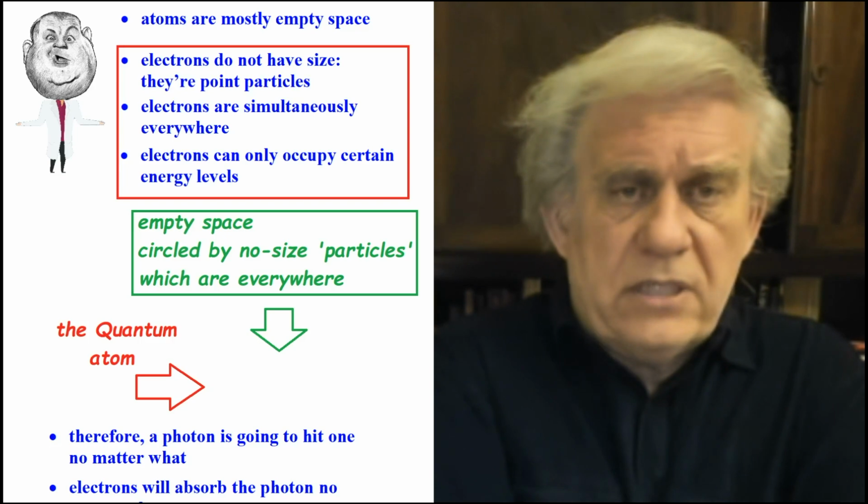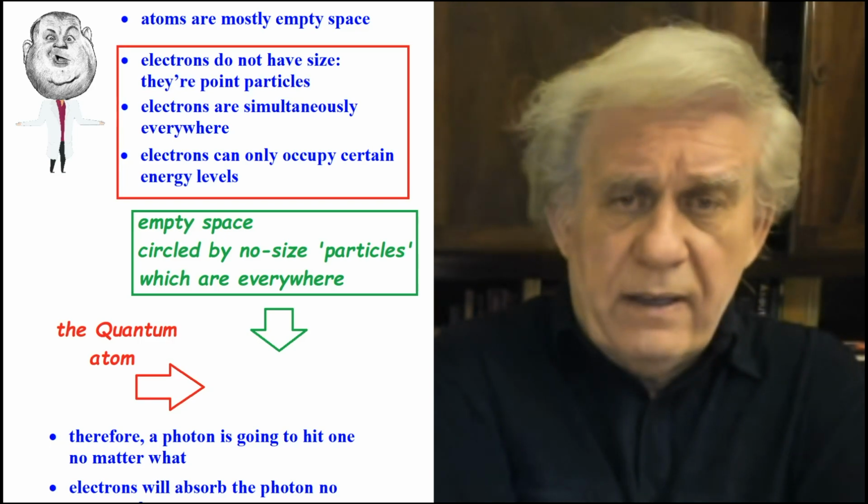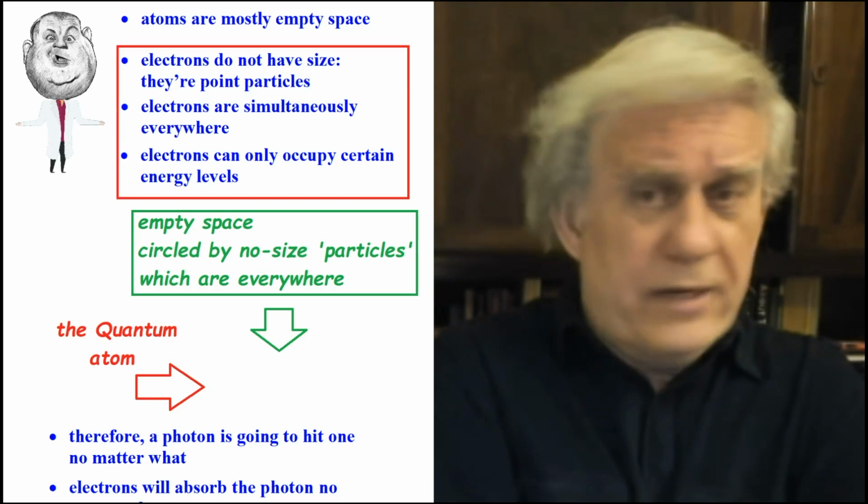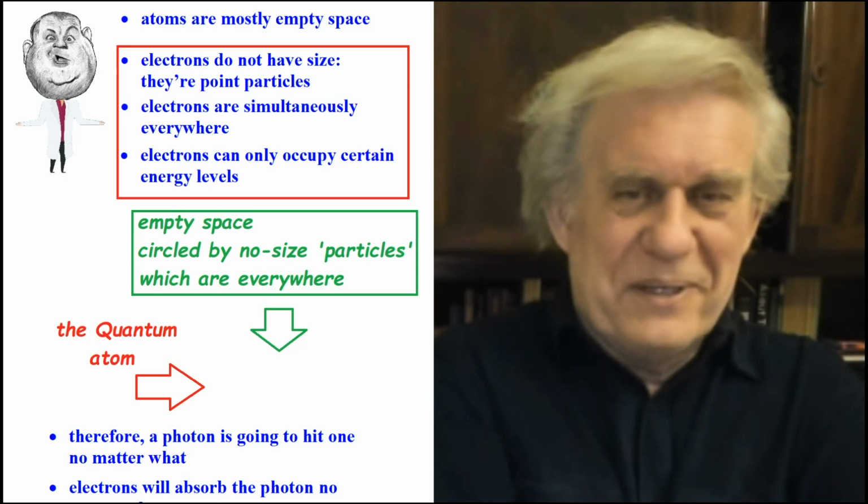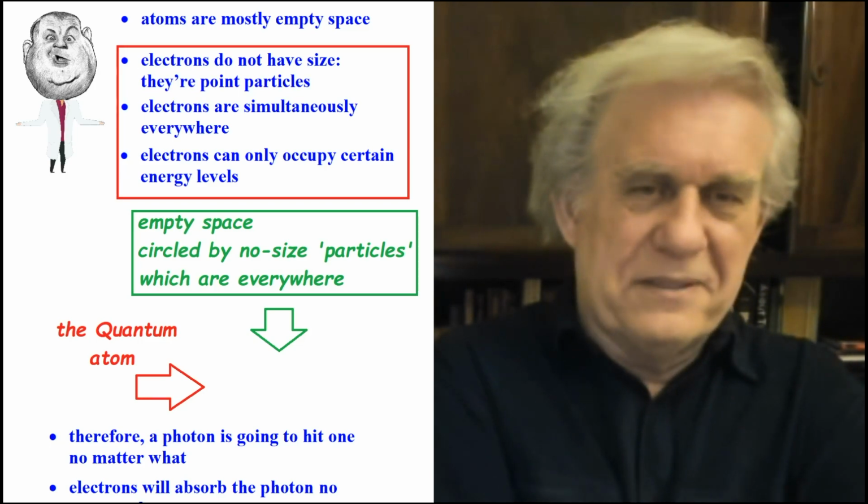So what is he saying? He's saying electrons do not have size. They're everywhere, but they can occupy orbitals. They can occupy energy bands or energy levels.